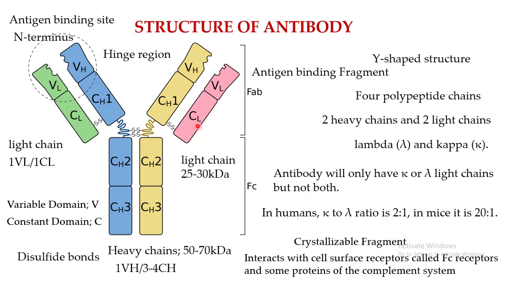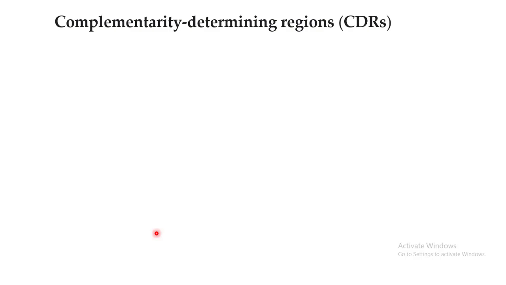This is the N-terminus, as we are talking about a single polypeptide. So this is going to be the N-terminus of the antibody, and this is going to be the carboxy terminus of the antibody. When we talk about the structure of the antibodies, you are going to see the complementarity-determining region as well. This is one of the important terms that usually students confuse with the antigen binding site.